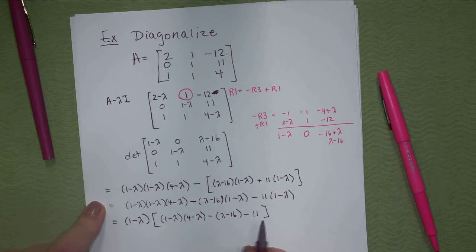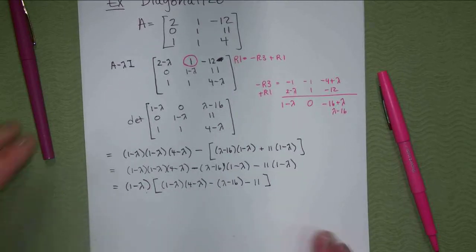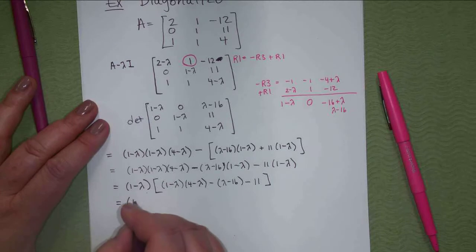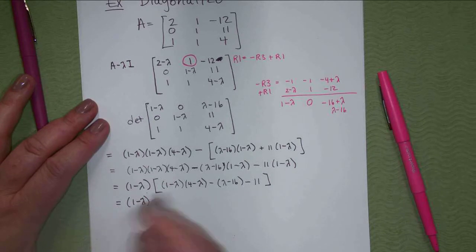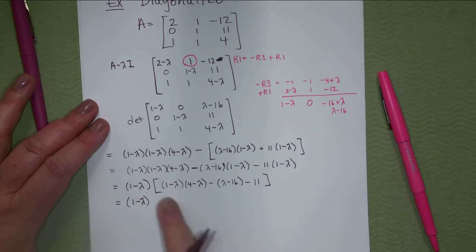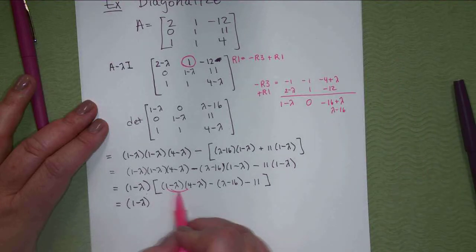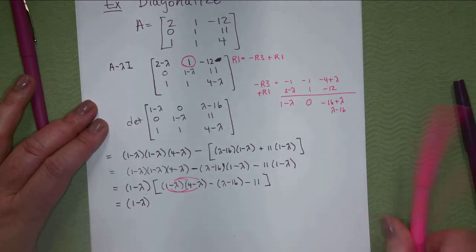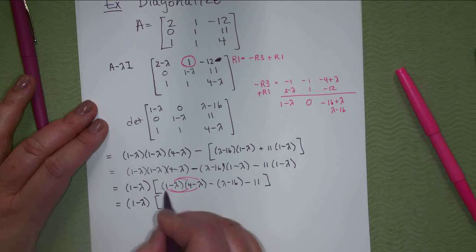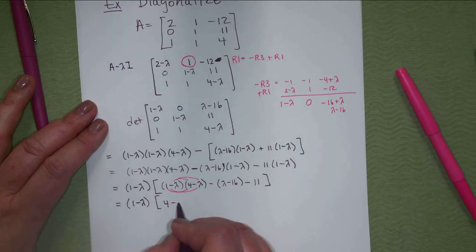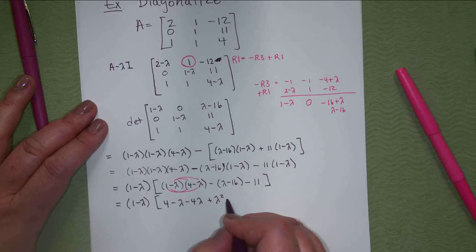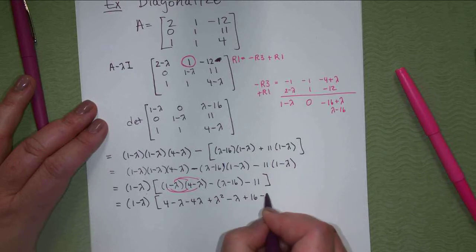And you could just multiply this out and you've got a quadratic. So let's do it that way. You've already got the cube gone because we factored one out. So now what's left is a quadratic. So if we multiply this out, 4 minus lambda minus 4 lambda plus lambda squared, lambda plus 16 minus 11. Join the like terms.